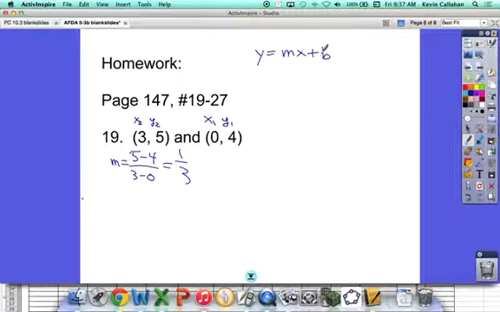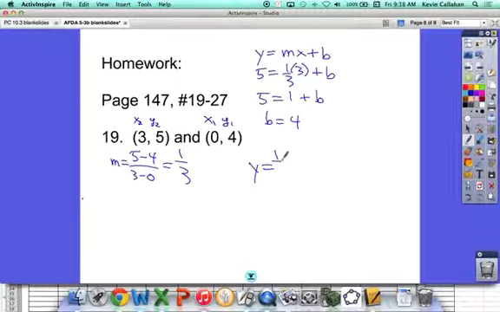Okay, let's say we pick the 3, 5, right? Then we're going to have 5 for y. We calculated a slope of 1/3. And the x is 3. So 5 equals, what is 1/3 times 3? It's 1. So b equals 4. Okay, so now with the slope of 1/3 and a y-intercept of 4, the equation is y equals 1/3 x plus 4.